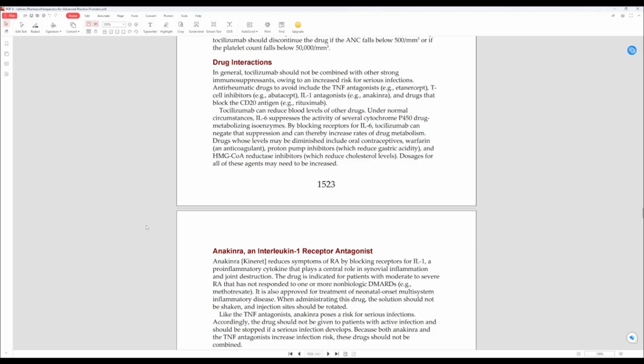Tocilizumab can reduce blood levels of other drugs. Under normal circumstances, interleukin-6 suppresses the activity of several cytochrome P450 drug metabolizing isoenzymes. By blocking receptors for interleukin-6, tocilizumab can negate the suppression and can thereby increase rates of drug metabolism. Drugs whose levels may be diminished include oral contraceptives, Coumadin, proton pump inhibitors, and HMG-CoA reductase inhibitors. Dosages for all of these agents may need to be increased.